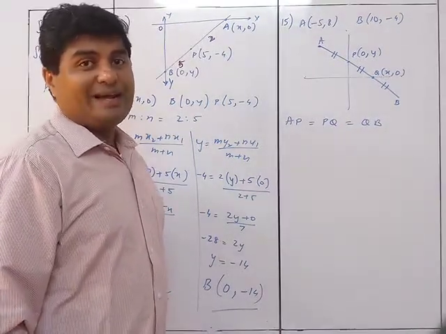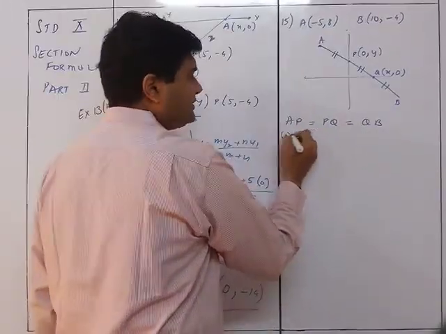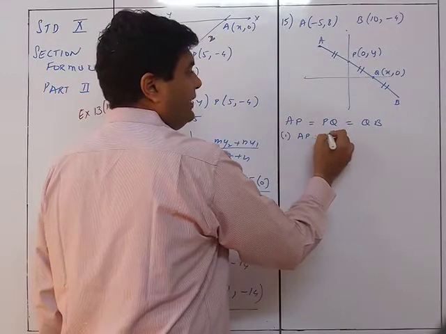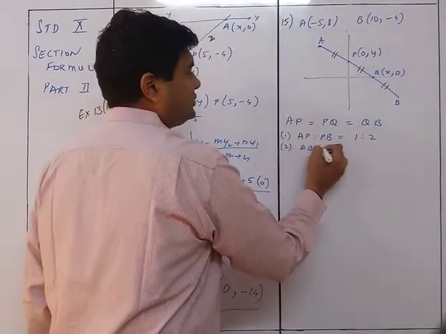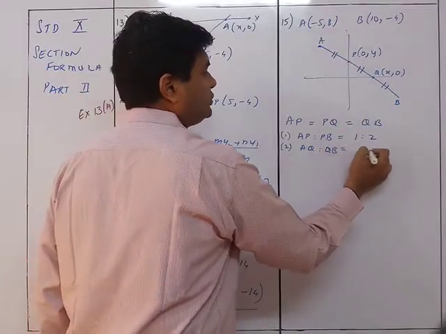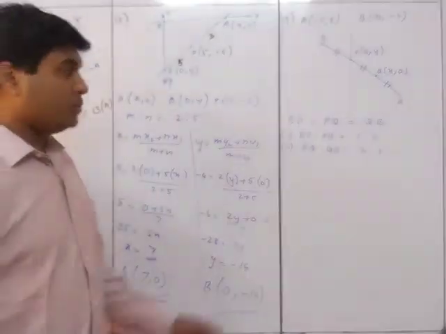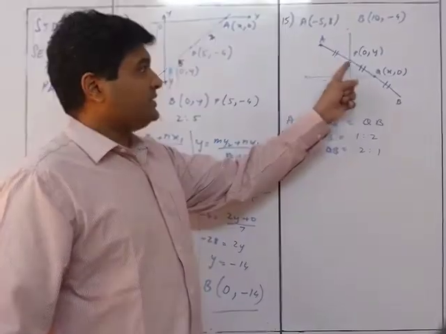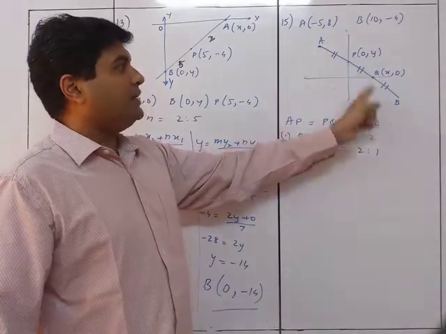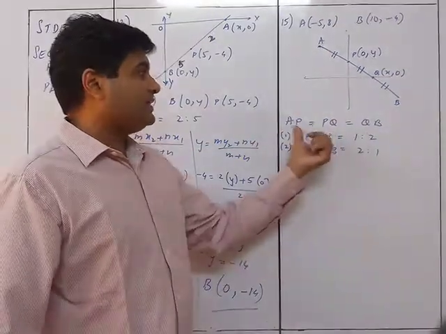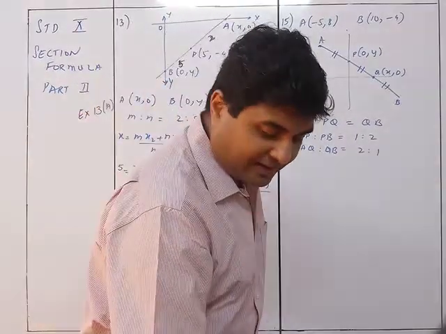We need to prove it is trisection. So what do we need? We need to prove that AP is to PB should be equal to 1:2, and second, AQ is to QB is equal to 2:1. If this is there, then this will be true. Understood? This is what we need to prove. If P is dividing AB in the ratio 1:2 and Q is dividing AB in the ratio 2:1, then whatever we are saying, that this equals this equals this, is going to be true. So that is what we need to find out, whether it is trisecting or not.